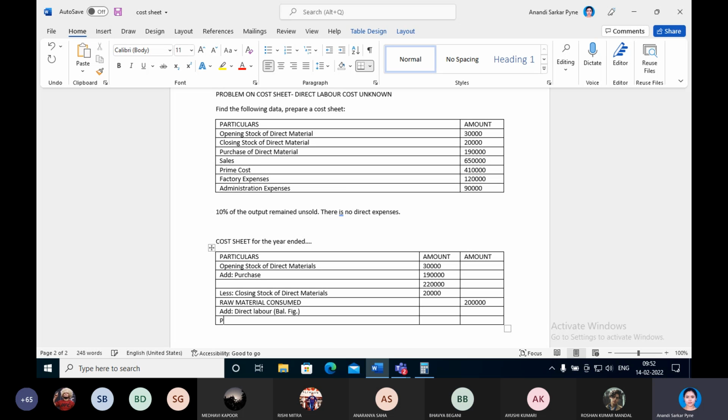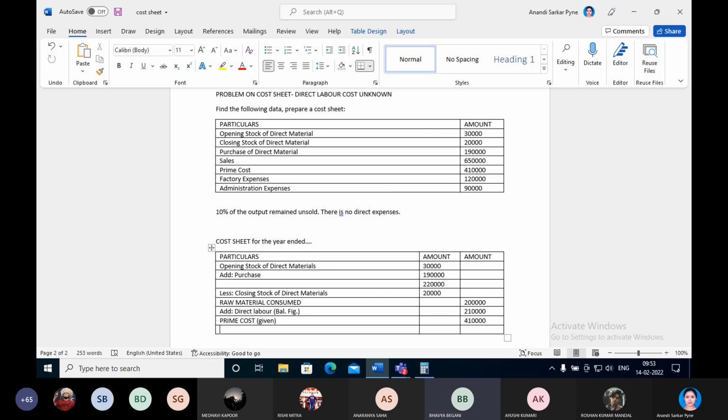We have prime cost, which is already given. So we will mention it over here as given because it's an unusual case. Generally, prime cost we need to find. So just for clarity, we are mentioning prime cost, which is 4,10,000. So that means the direct labor is 2,10,000.